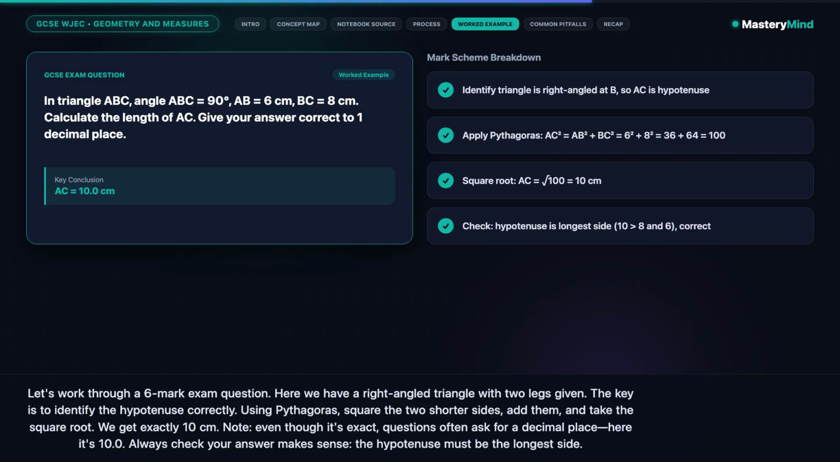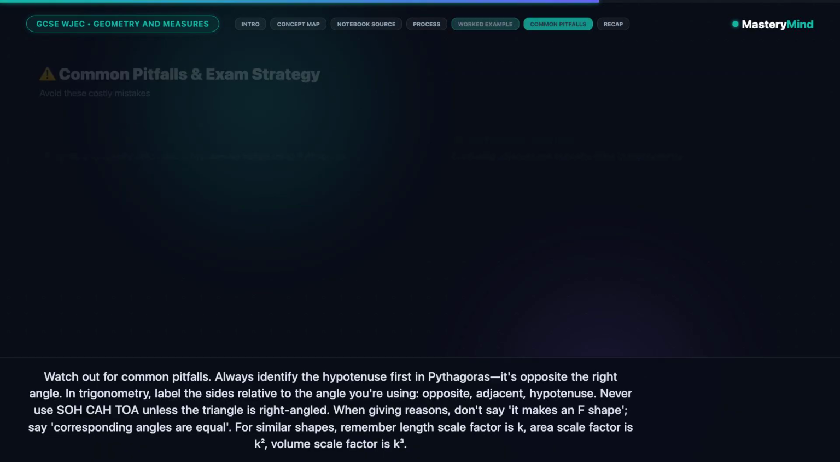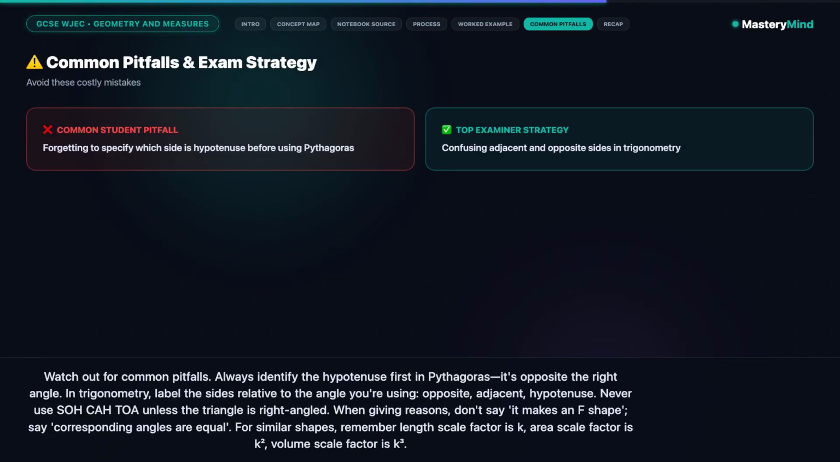Watch out for common pitfalls. Always identify the hypotenuse first. In Pythagoras, it's opposite the right angle. In trigonometry, label the sides relative to the angle you're using: opposite, adjacent, hypotenuse. Never use SOHCAHTOA unless the triangle is right-angled. When giving reasons, don't say it makes an F shape, say corresponding angles are equal.